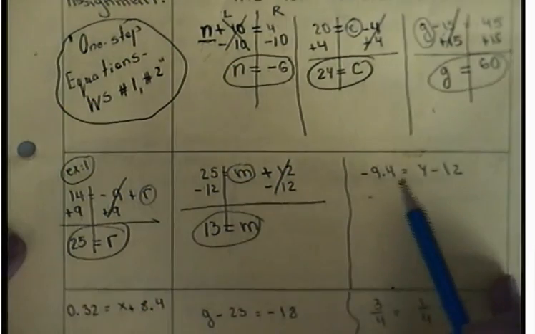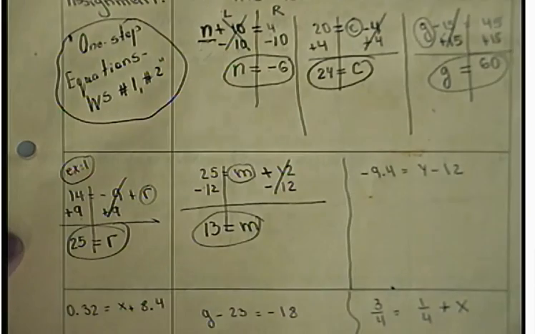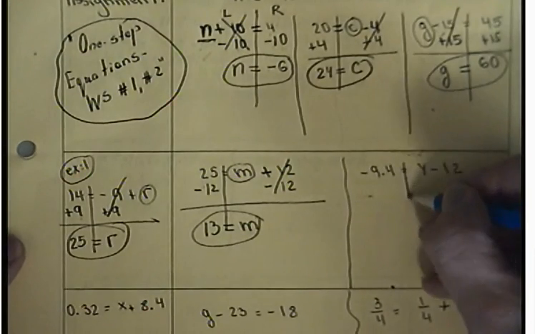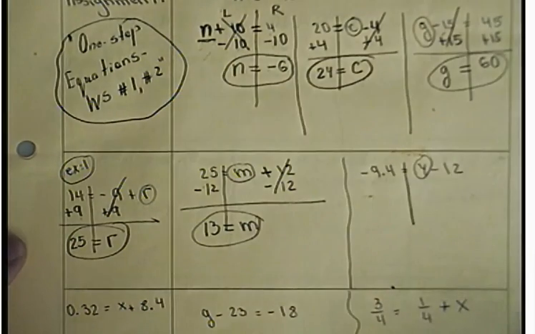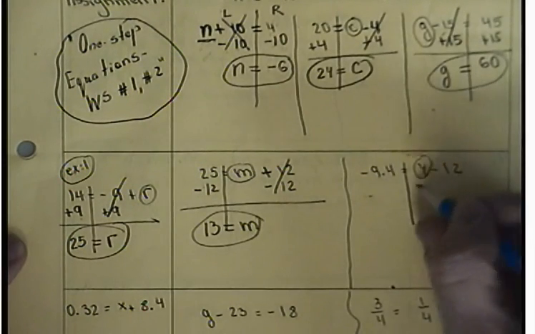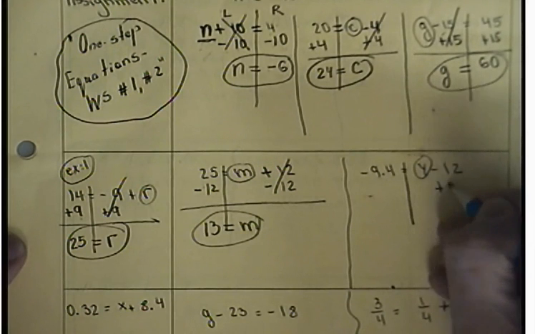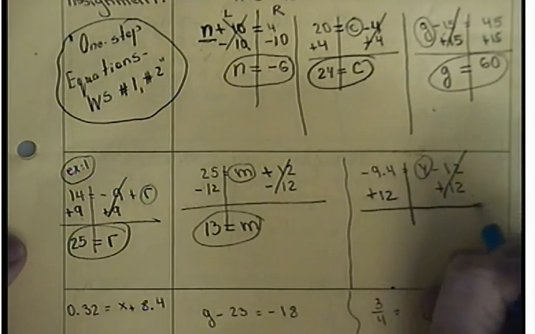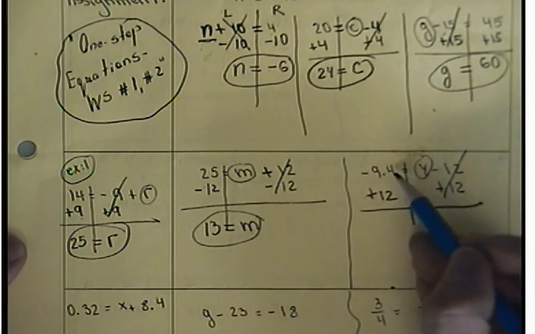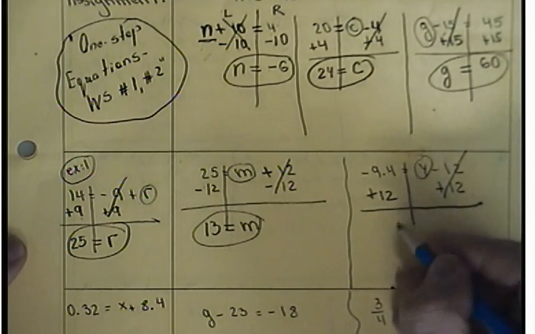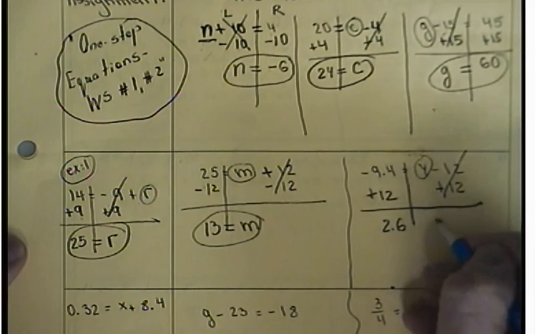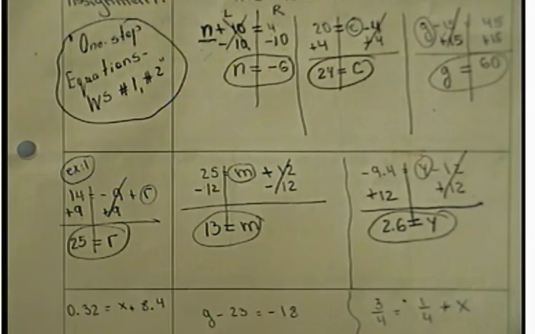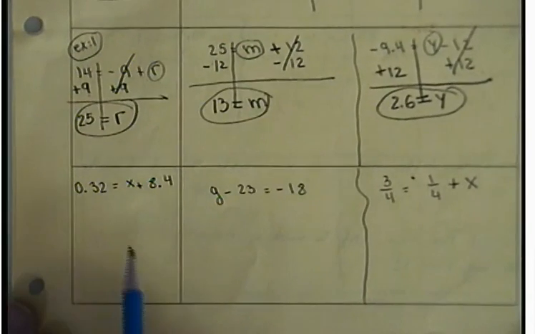Negative 9.4 is equal to y minus 12. Well, we have a decimal, but the steps are the same. Not a big deal. So we save y, and we want to cancel the number that goes with the variable. So plus 12 here, plus 12. These two cancel. Well, remember, you can use your calculator. So negative 9.4 plus 12 will give us 2.6, and that will be equal to y.